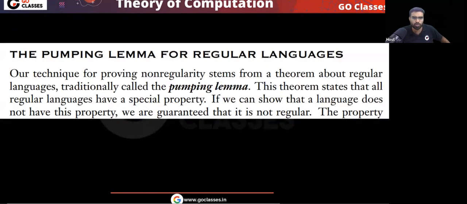Now let's see the second point. You have already seen the first point. You can notice this pumping lemma says that every regular language has a special property. If you can show that a language does not have this property, then it is guaranteed that it is not regular. This is what the pumping lemma says. Every regular language will satisfy the pumping lemma, but if a language does not satisfy it, then that language will be non-regular. Okay, now let's move on.